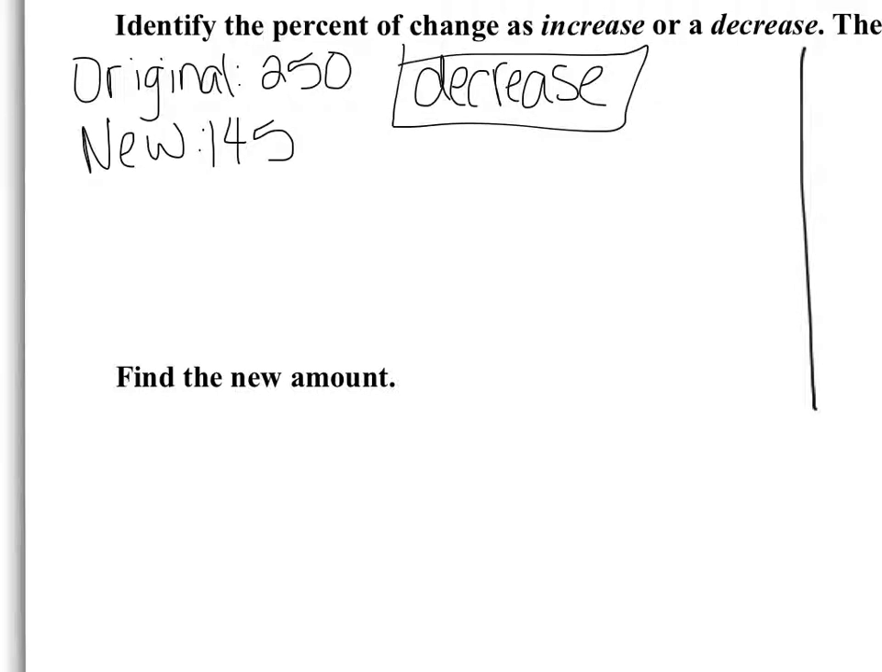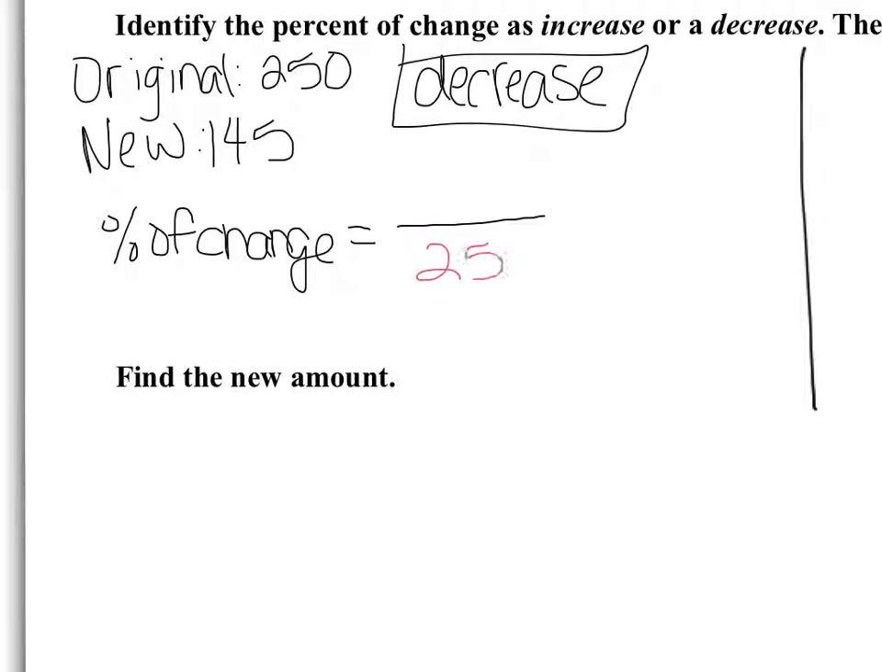Now remember, if we want to find percent of change, we're going to put the amount of change over the original amount, which is probably the hardest thing to nail into your brain. So we're going to put the original amount in the denominator. I'm going to go ahead and write that in there already because that's probably the part that messes up the most. The original amount goes in the denominator. Okay, the amount of change I'm looking for: how much did it change?